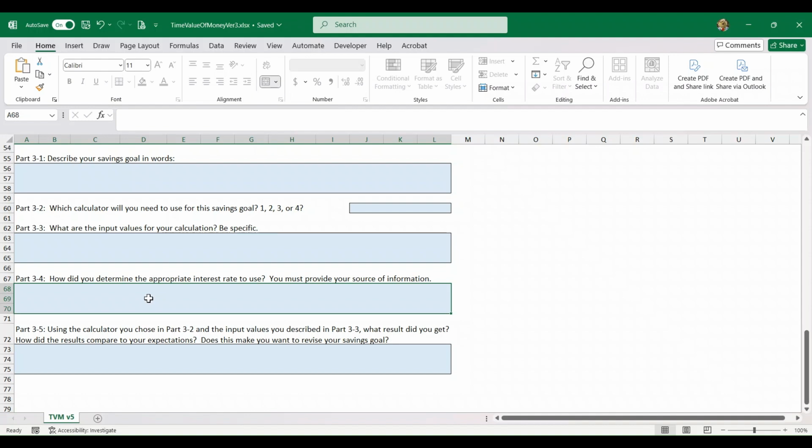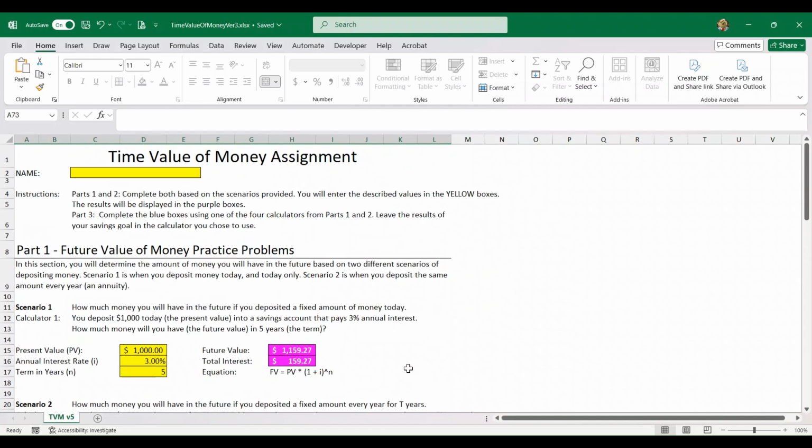Be specific. And then lastly here, in part 3.5, you're going to go through and tell me what results you got and how those compared to your expectations. Based upon those results, did you decide to change your savings goal as a result of learning what you did in this exercise? So you're going to fill those answers out in these blue spots in part 3. So that is the time value of money assignment version 3. If you have any questions, please reach out to your instructor and they can help you.